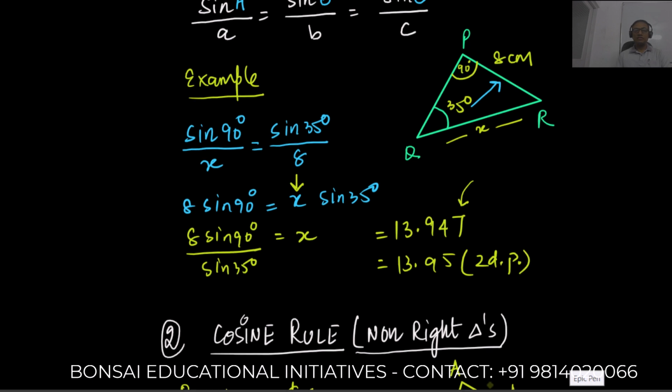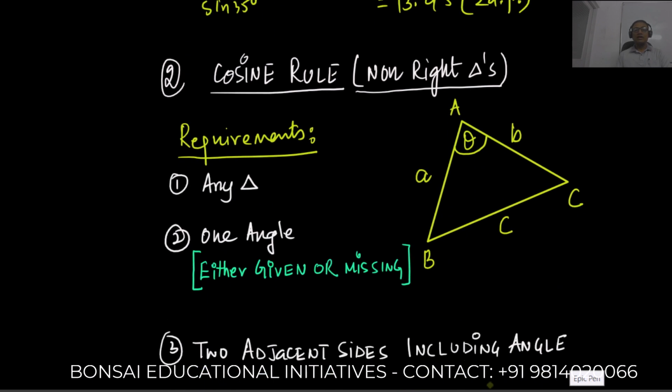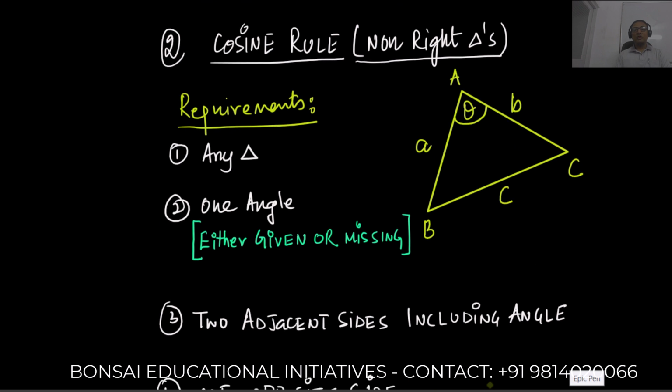So these are the pairs for the sine rule. And now, what is the cosine rule? The cosine rule is again very helpful, and probably the weightage of the question may carry about 4 to 5 marks.